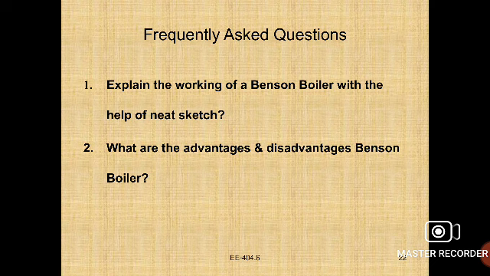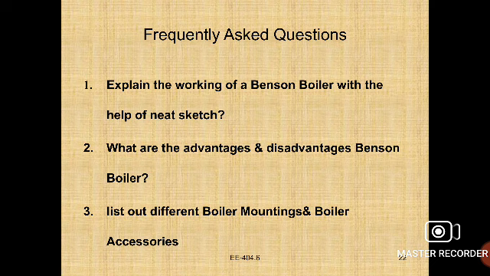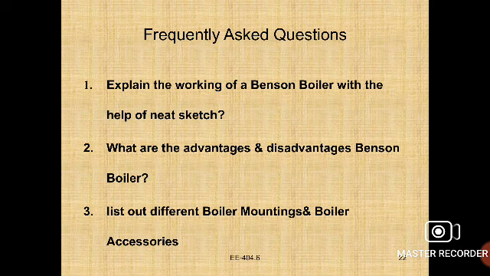Another question: what are the advantages and disadvantages of the Benson boiler? List the advantages and the disadvantages. Also, list the different boiler mountings or accessories. We need to list out what the accessories are and what the boiler mountings are.